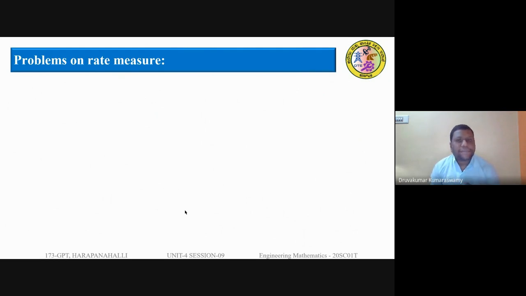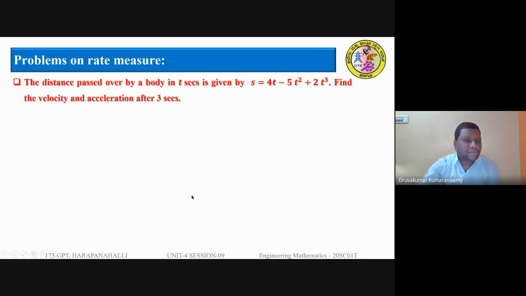The same concept is applied to velocity and acceleration. Velocity is the rate of change of displacement, and acceleration is the rate of change of velocity. Okay. Now based on this we will solve some problems here. So, problems on rate measure.